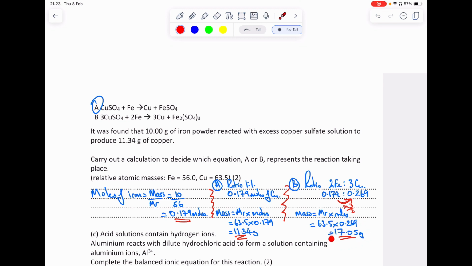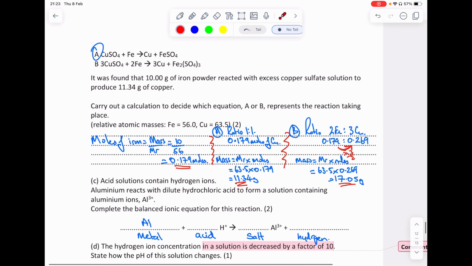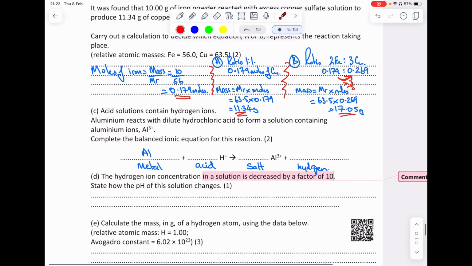So that is actually producing too much copper. So it's definitely not B, and therefore it's got A as an answer. Okay, this next question I think is quite a tough one, especially when it's looking at 2 marks.